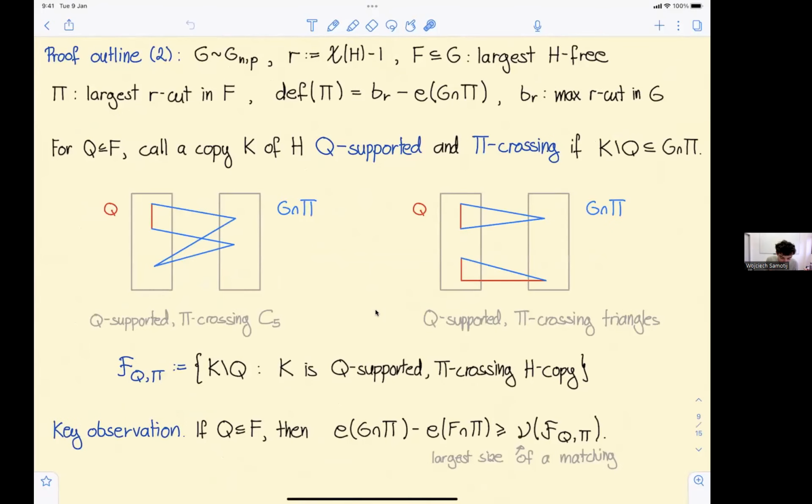So recall my notation. G is a sample from G(n,p). R is the chromatic number of H minus 1. F is some largest H-free subgraph of G. Pi is the largest R-partition in F. And the deficit of pi is how far from optimality this partition is when viewed as a partition of G. And B_R here is the largest R-partite subgraph of G. So now the key notion here is the notion of Q-supported pi-crossing copies of H.